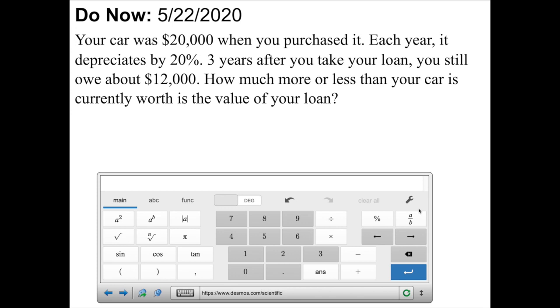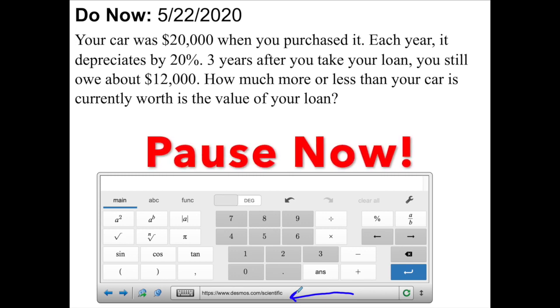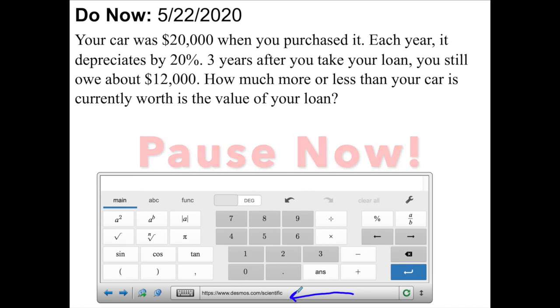So what I want you to do, pause the video, figure out how much more or less your car is worth currently than your $12,000 loan is worth. And I recommend, by the way, that you use a scientific calculator, such as this one on Desmos. See this link down here. All right, and then when you're ready, unpause, and you can see what I got.